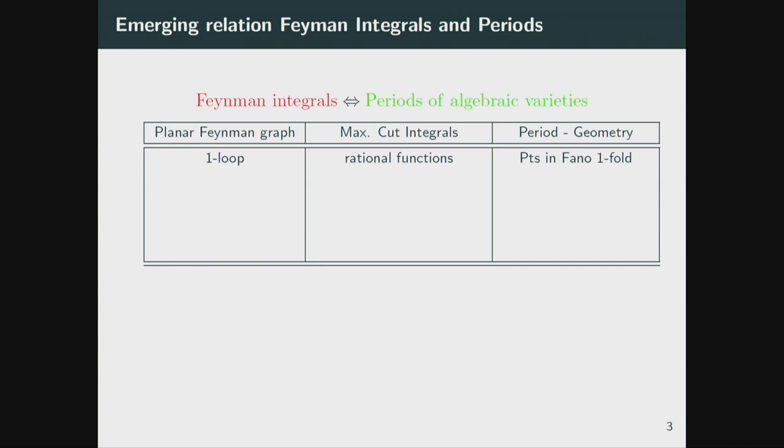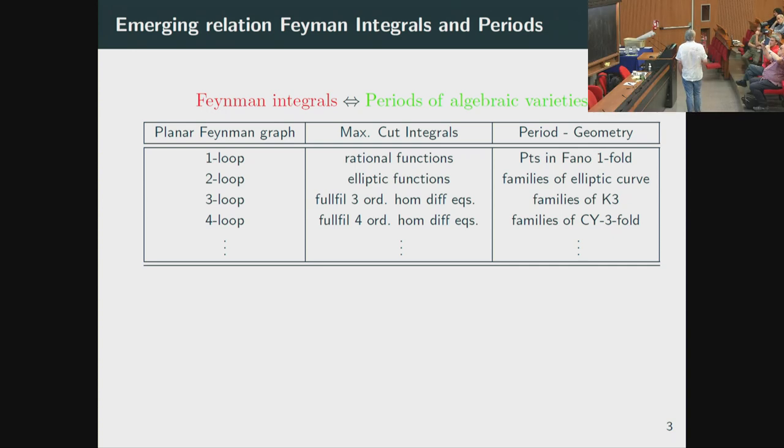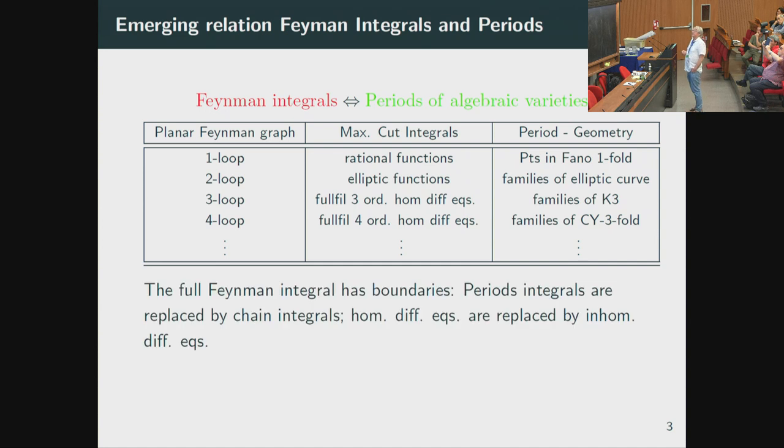So the observation is an example, but the observation was more general: one-loop graphs basically are rational functions. Then two-loop graphs, that would be the sunset graph, if you just have three propagators in this banana graph, are elliptic functions, and you see the elliptic curve here on the right-hand side. Then three-loop graphs are families of K3, and higher, four-loop graphs are Calabi-Yau threefolds, and so on and so forth. This is for the maximal cut of this graph, but the full Feynman graph has boundary conditions, so it has to fulfill an inhomogeneous differential equation.